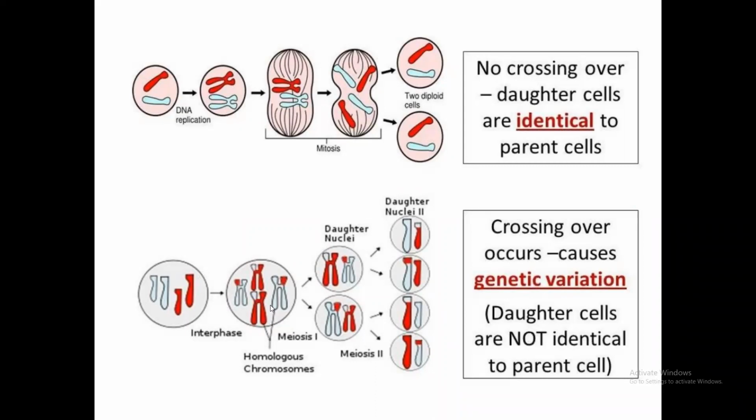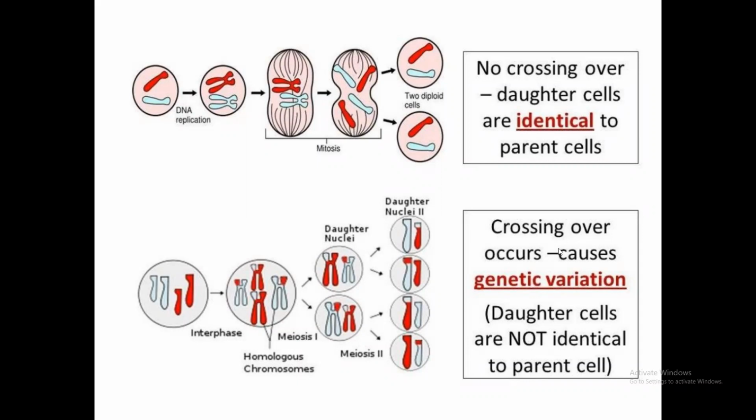In which stage? Just now we have seen. In meiosis 1, in which stage is crossing over occurring? Prophase 1. Very nice. So these crossing overs are causing genetic variation. If you take your own example, are you similar to your father completely? Looks? No. Are you completely similar to mother? No. There is some variation, little variation. That variation is due to this crossing over.